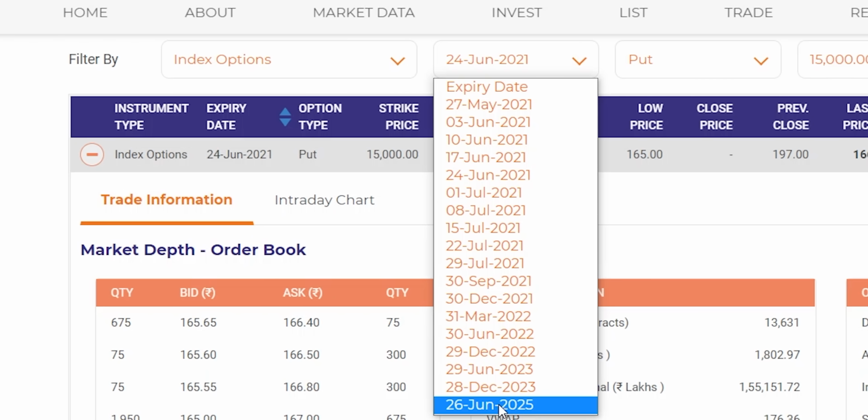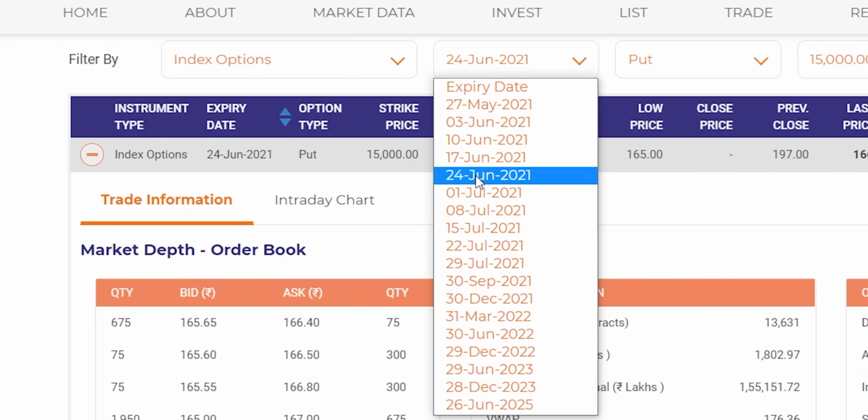When it comes to indices, Nifty and Bank Nifty, we have three types of options. One is weekly options. You can see every week there is an option, 1, 2, 3, 4, 5, 6, 7, 8, 9, 10. So there will be 10 weekly options, and then monthly options: 27th of May, 24th of June and 29th of July. They are all monthly options.